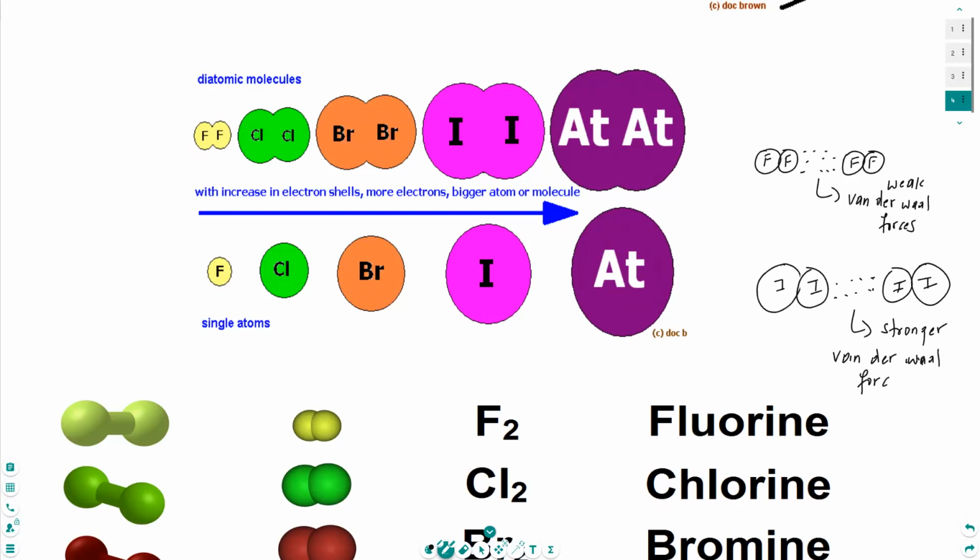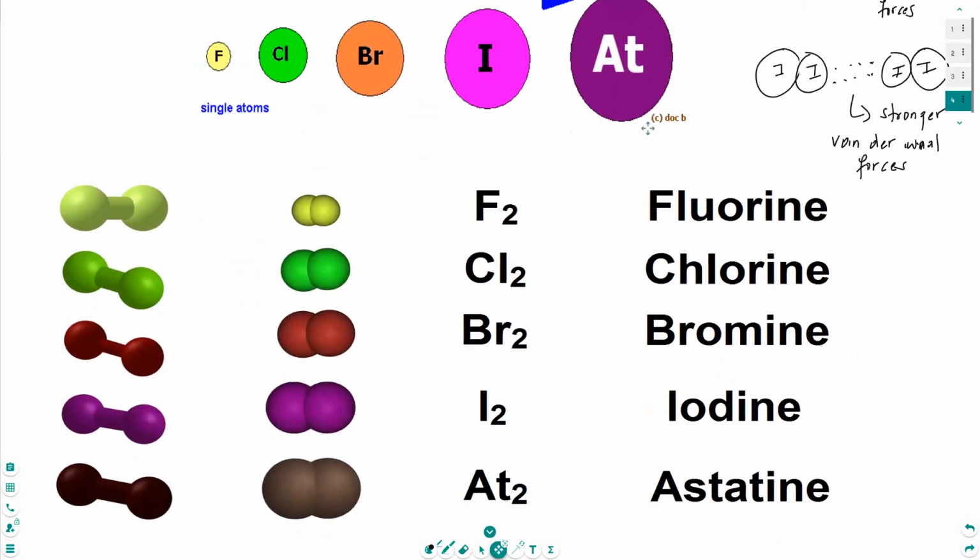All right, so because of that increase in size, that explains why the elements have an increase in their melting and boiling points as we go down group 7. And it also explains why they have a darkening in their color as we go down. So fluorine exists as a pale yellow gas, okay? Chlorine exists as a green gas. Bromine exists as a red-brown liquid. Iodine exists as a purple-black solid.